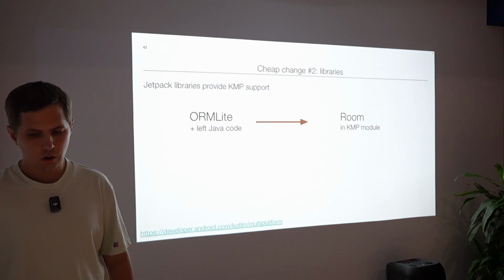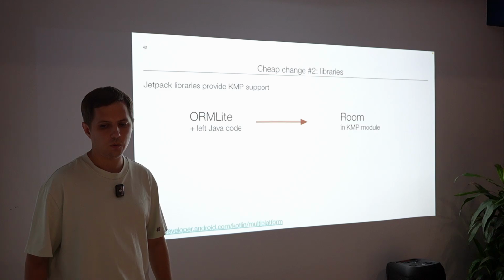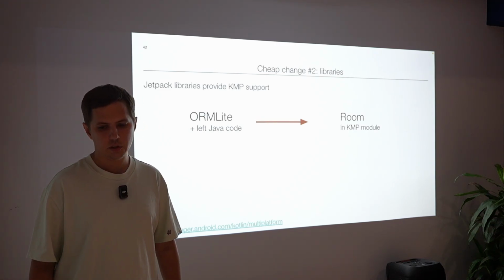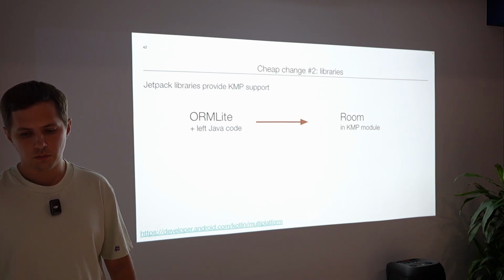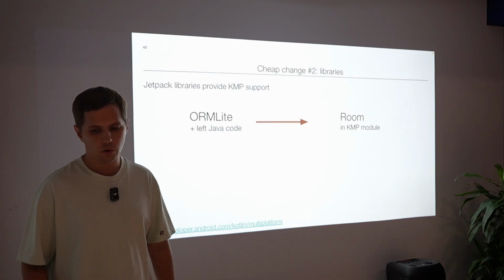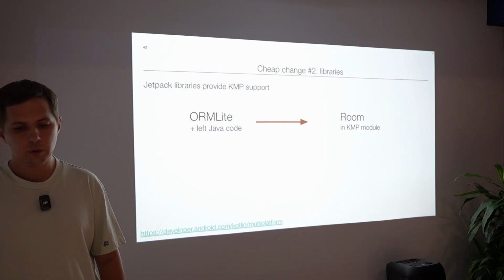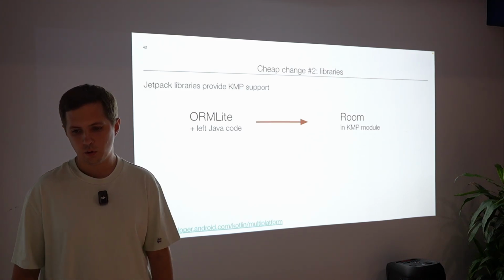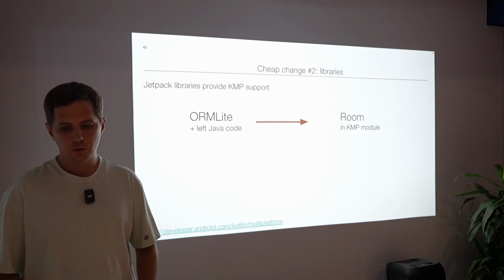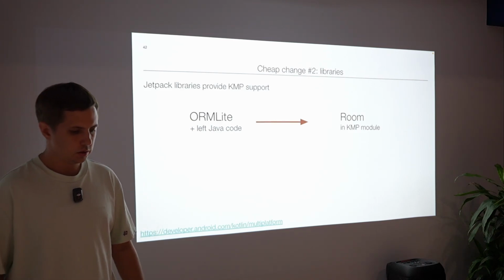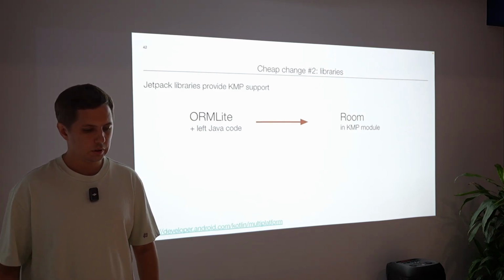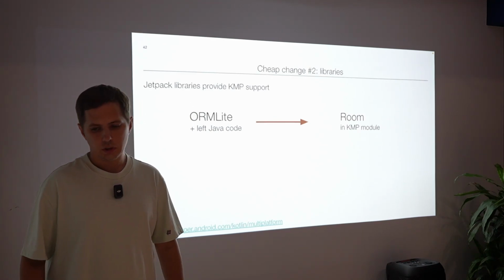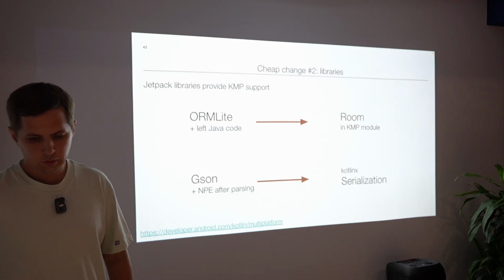So we replaced our previous library for working with database, ORM Lite, which was Java-based and was the cause why we left some Java code in our repository. We migrated from it to Room. We removed all our Java code, and we use Room in a KMP module. Since we are using it only in Android, but we are already ready to use it in iOS code as well.